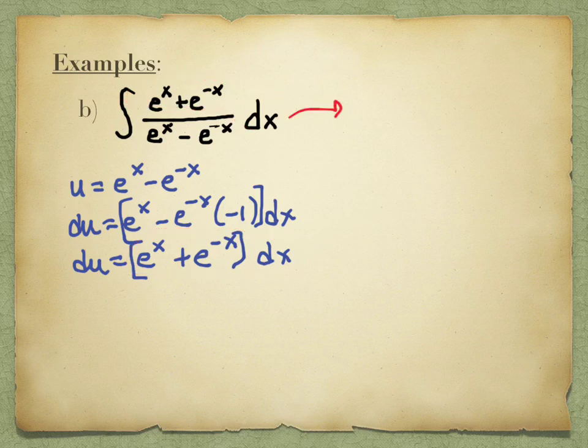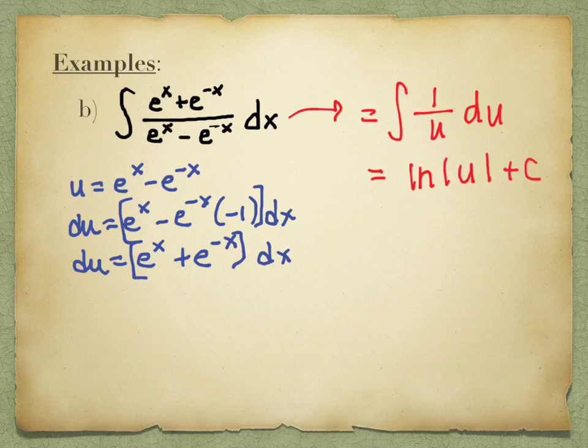So if I take this problem and I rewrite it, I've got an integral of 1 over u du. What's the antiderivative of 1 over u? Natural log of absolute value of u plus c. But my u is not simply u, it is e to the x minus e to the negative x plus c.